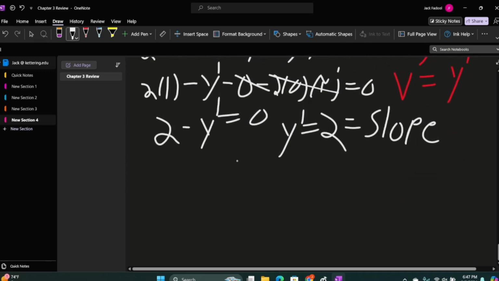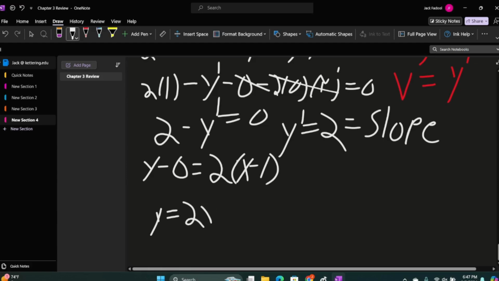And then we just put into point slope form. So it's y minus 0 equals 2 times x minus 1, or y equals 2x minus 2. That's our final answer.